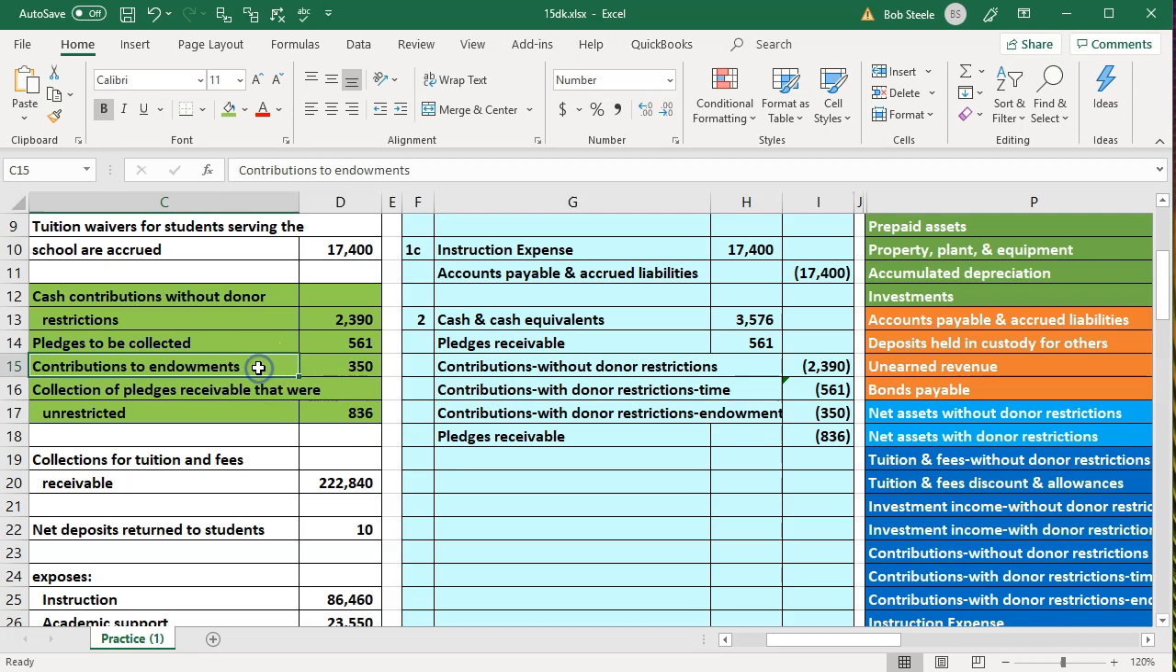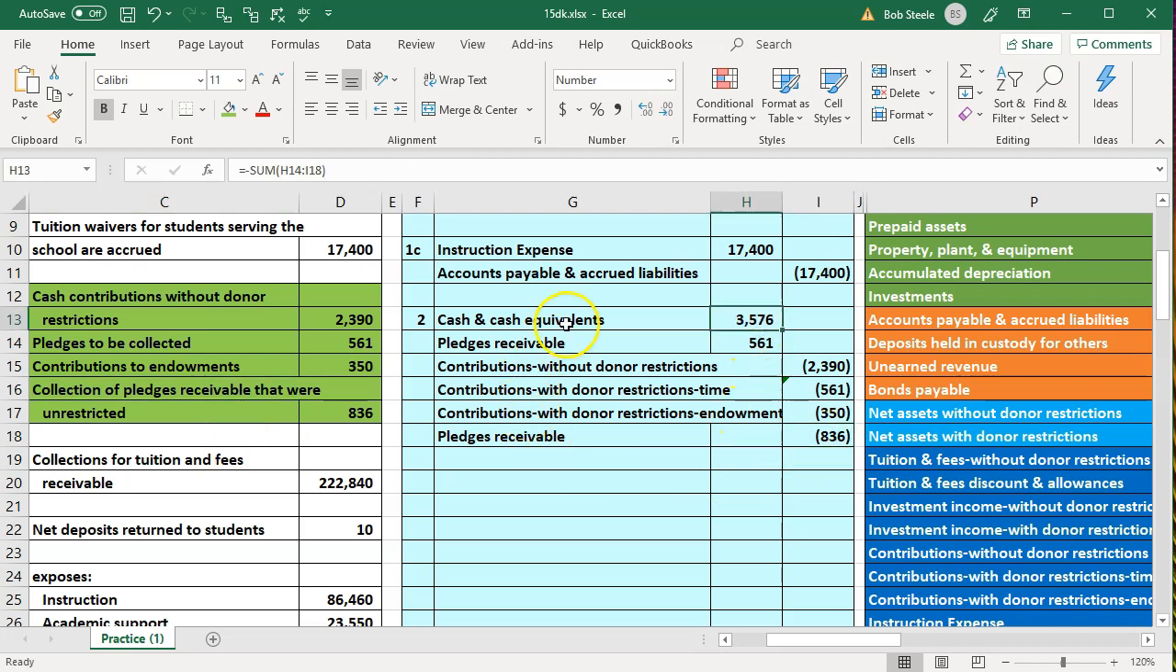Then we have contributions to endowments. That would be a debit to cash. And the credit would, of course, be the contributions with donor restrictions to the endowment. And then we have collections of pledges receivable that were unrestricted. And so that's going to be a credit to the receivable and a debit to cash.